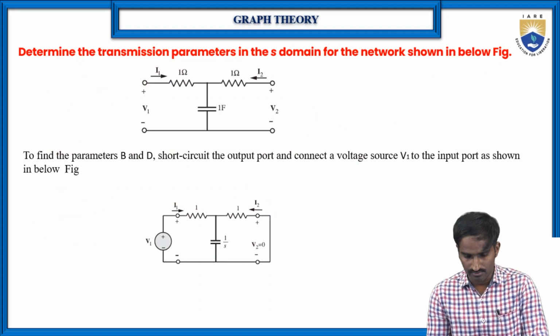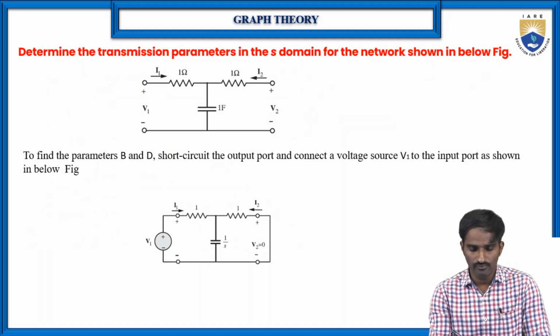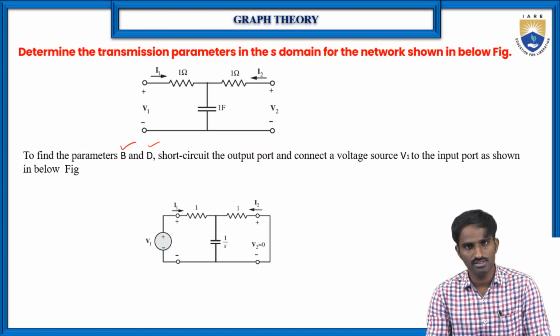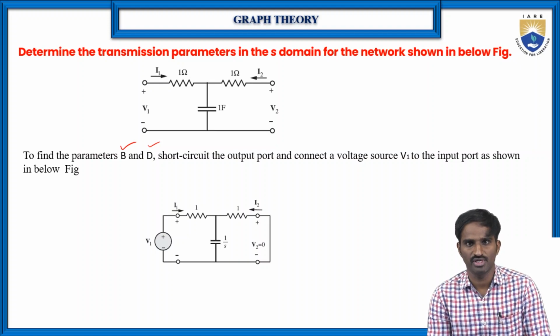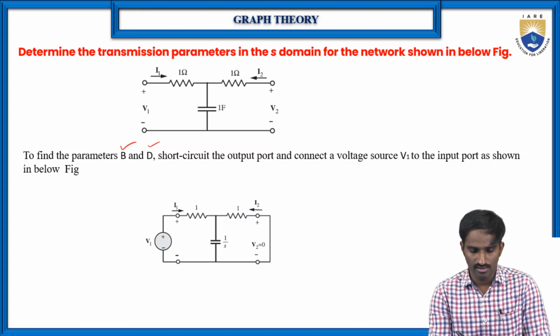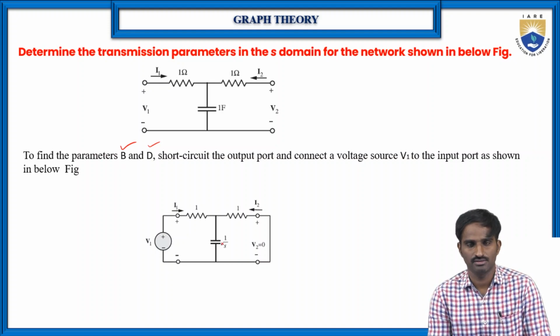Then next we are going to find B and D. So how to find B and D? Again we are taking the secondary terminals. In this case we are applying a short circuit across the secondary terminals, which means we are making the output voltage equal to 0 by short circuiting the output terminals, right? So by using this circuit, now we are going to find the B and D parameters, which are the transmission parameters.